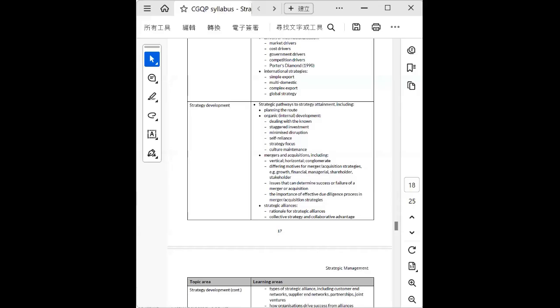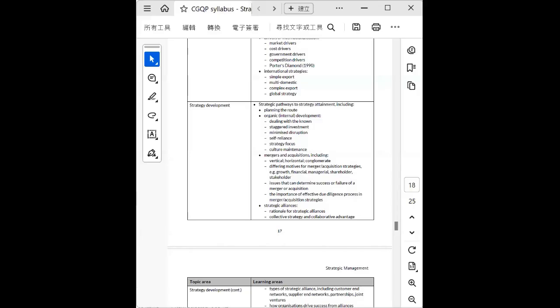And then with mergers and acquisitions: vertical, horizontal, and conglomerate mergers. Motives include growth, financial gains, managerial objectives, and stakeholder interest. Issues that can determine growth, success, or failure include cultural alignment and effective integration through due diligence. The importance of an effective due diligence process is that it ensures the potential risks and opportunities are thoroughly evaluated.